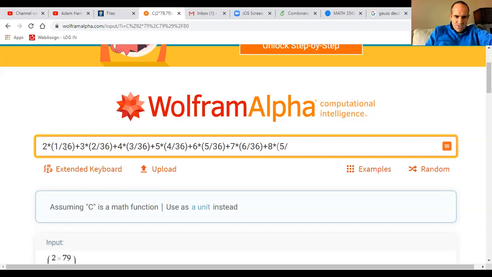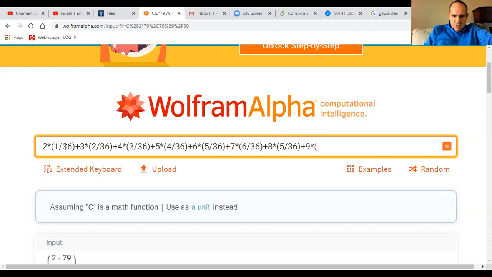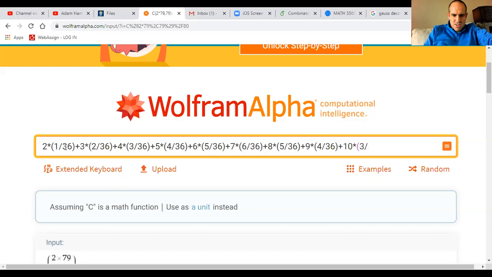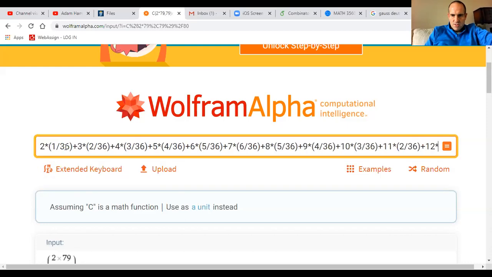So that's 5 out of 36, okay, plus 9 times 4 out of 36, right? That one's going to decrease by 1 more, plus 10 times 3 out of 36, plus 11 times 2 out of 36, right? How many ways are there to get an 11? Well, 5, 6, or 6, 5. Okay, 2 out of 36. And then finally, how many ways are there to get a sum of 12? Well, 1, 6 and 6.